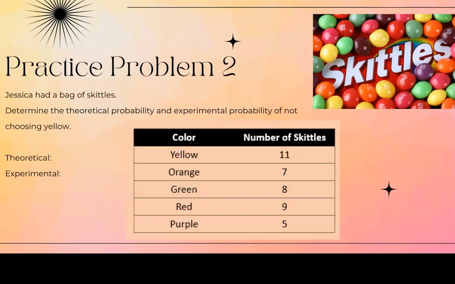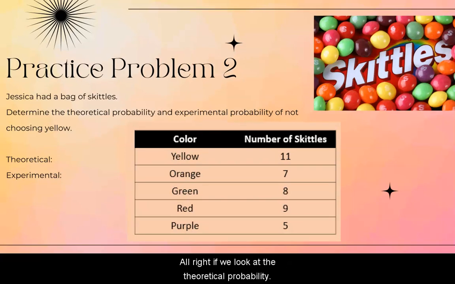Practice problem 2. Jessica had a bag of Skittles. Determine the theoretical probability and experimental probability of not choosing yellow. Go ahead and stop this video and give it a try.